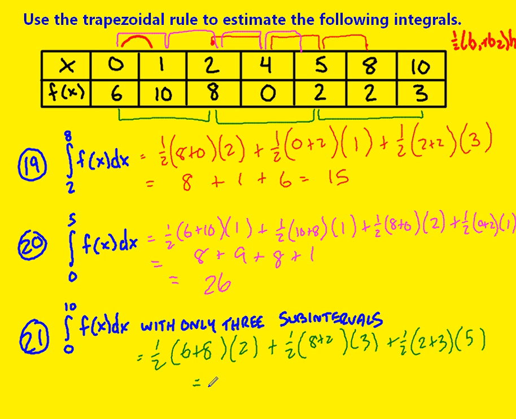So when I add these up, I'm going to get 14 for the first guy. I should get 15 for the second guy. And I should get 25 halves, or 12.5 for the last guy. So I should have 41.5, or if you prefer fractions like I do, 83 halves as your final answer there. And there's your trapezoidal rule. Again, just make sure you know that formula right there. 1/2 bases added together times height.